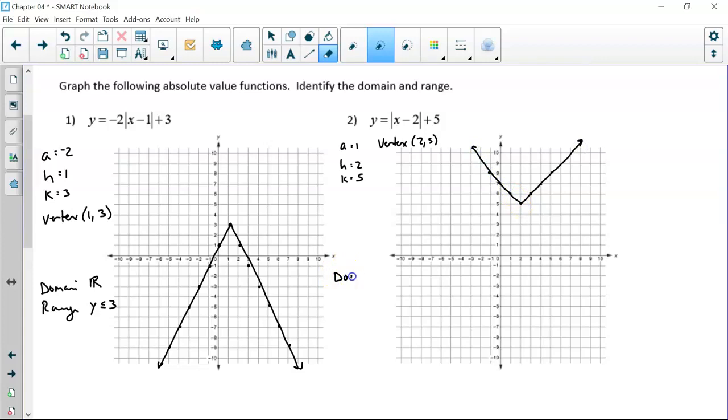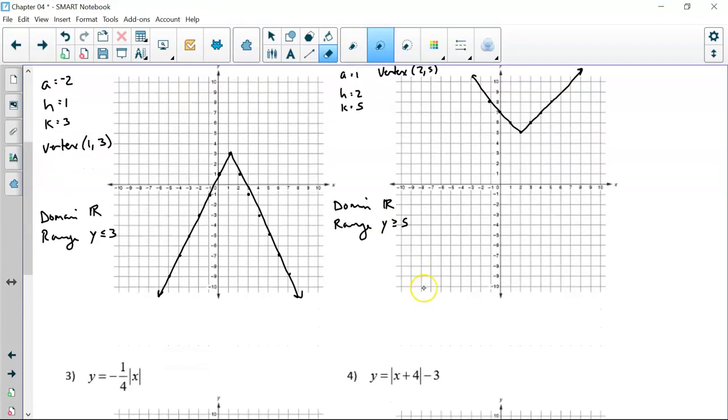Our domain, all real numbers, and our range, y is greater than or equal to 5. I think this is just a really quick way to graph these absolute value functions.